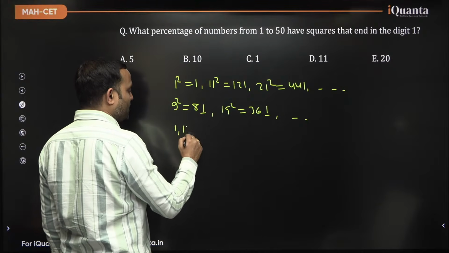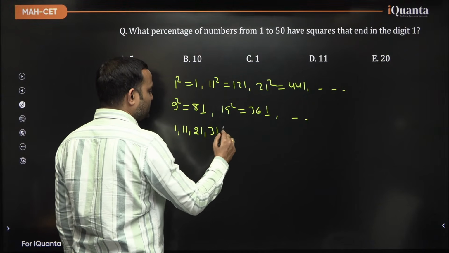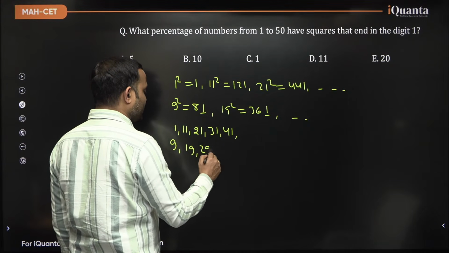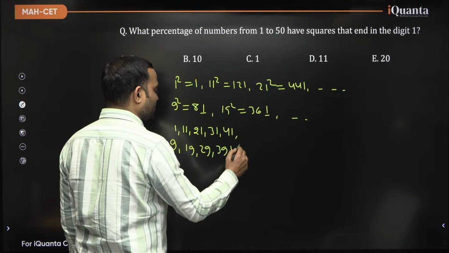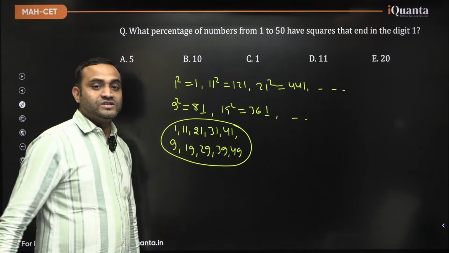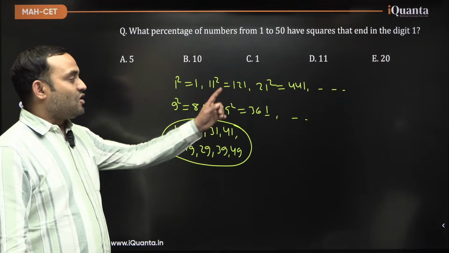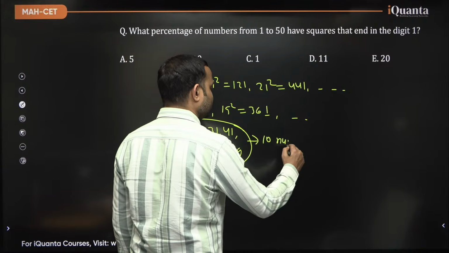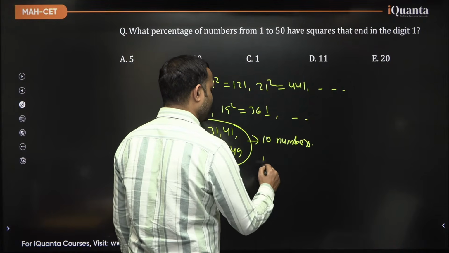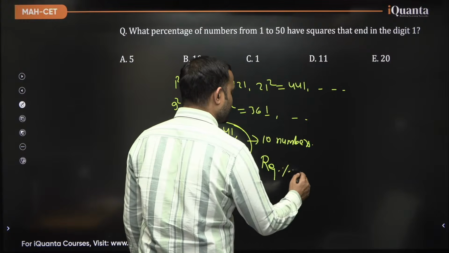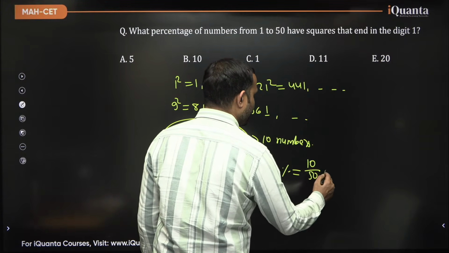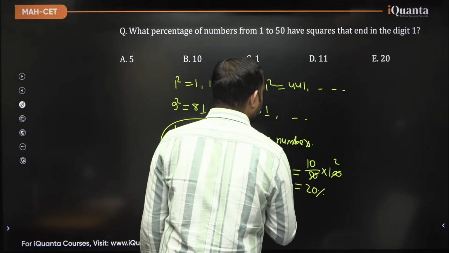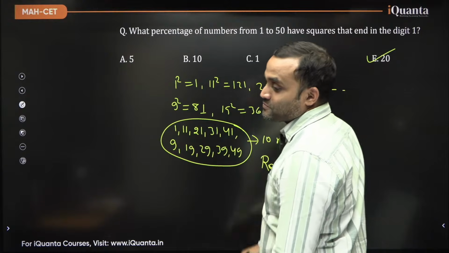Those numbers will be 1, 11, 21, 31, 41. Then it will be 9, 19, 29, 39, 49. All of these numbers when squared, the unit digit will be 1. So required percentage: there are 10 numbers out of 50. So required percentage will be equal to 10 out of 50 into 100, 2 times, that is 20%. So the answer is option E.